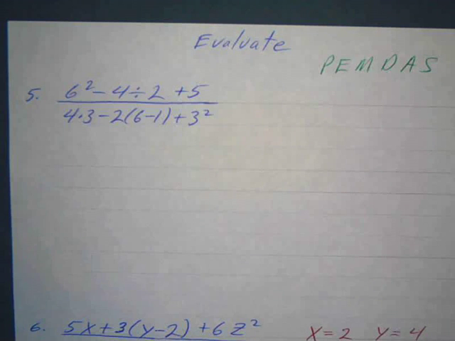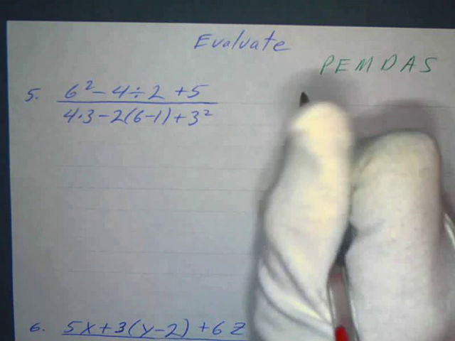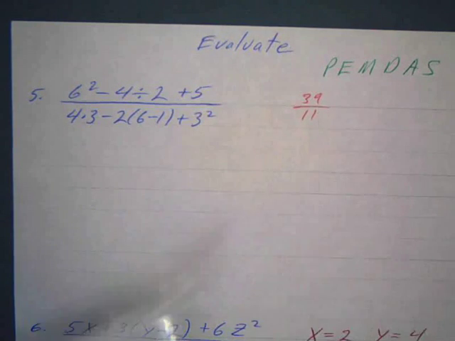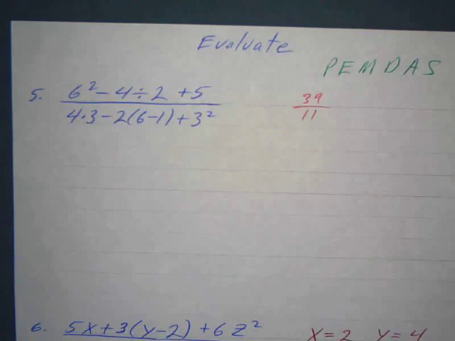Okay, hopefully you got this all done. And what I got for this problem was 39 over 11. So 39 over 11. I couldn't reduce that, so I would just leave it like that. So if you got that, great, you're in good shape. If not, let's see how I got that.